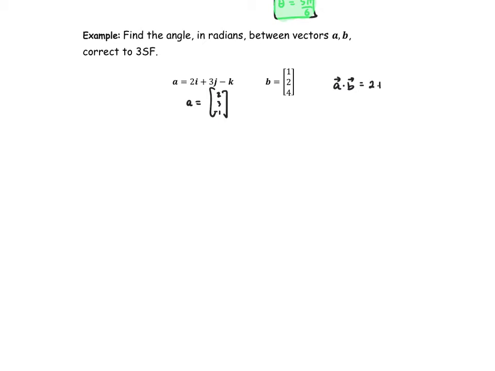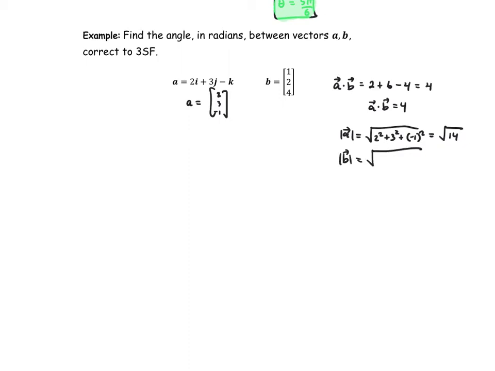So 2 times 1 is 2, plus 3 times 2 is 6, minus 1 times 4, which would be a negative 4. So it looks to me like I'm going to get a 4. So the scalar product, also known as the dot product, would be 4. Magnitude of A is going to be the square root of 2 squared plus 3 squared plus negative 1 squared, which comes out to be the square root of, oh gosh, is that 14? Like that. Magnitude of B.